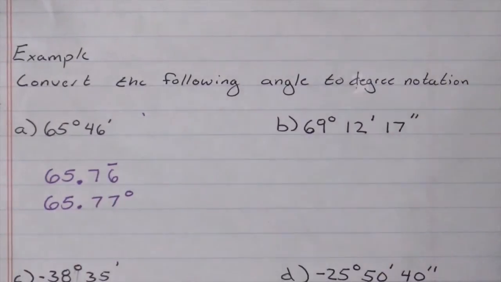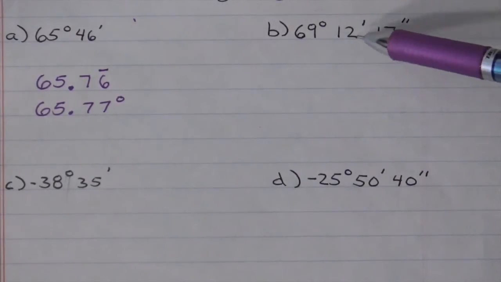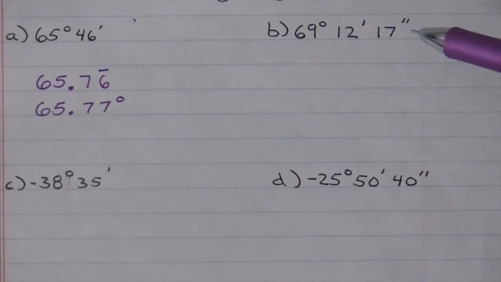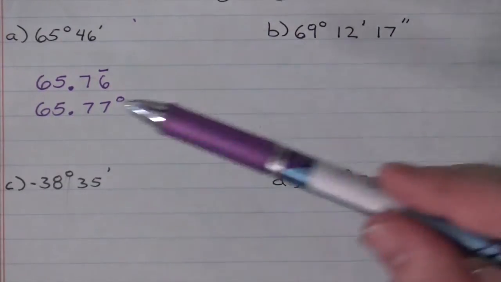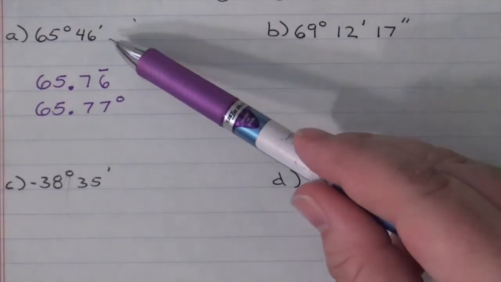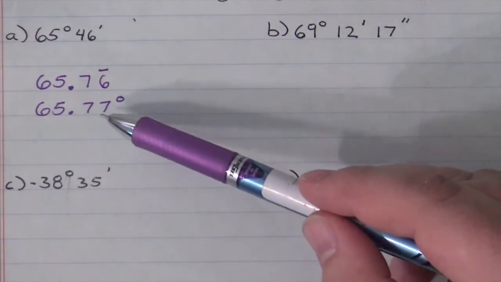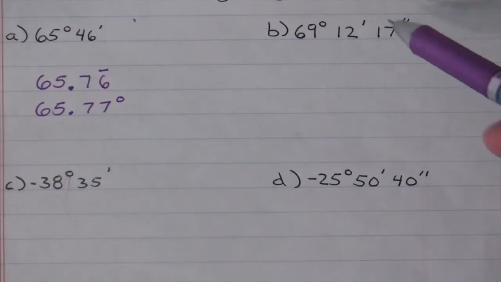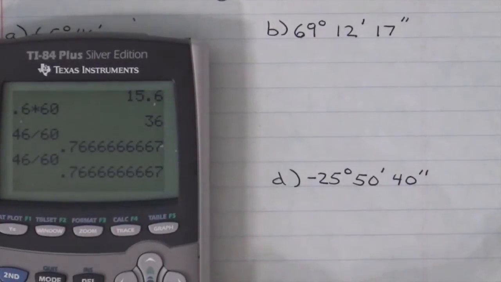65.77 degrees. Alright, so in this problem we have 69 degrees, 12 minutes, and 17 seconds. Our job is to put this all into degrees. Like in the first problem where we just had minutes, we took the 46 and divided by 60 to get our decimal. We're going to do something very similar with the seconds and the minutes. So let's just go ahead and do it.